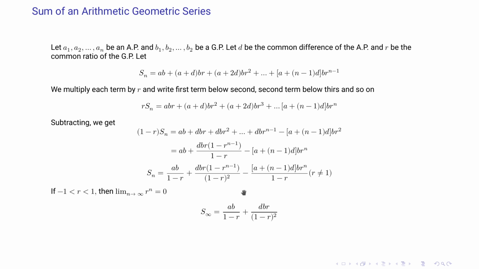Now we solve all this to obtain Sn here, and S infinity can be computed if r is between minus 1 and 1, so that r to the power n becomes 0. In that case, it would be ab by 1 minus r plus dbr by (1 minus r) whole square.